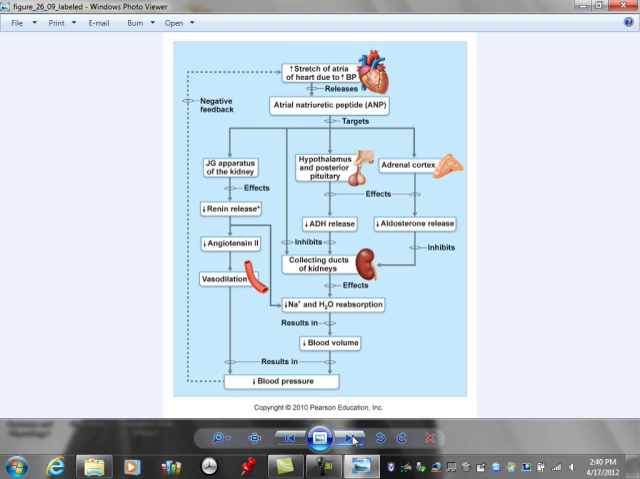So I'm going to decrease the release of some of these, like ADH, because I don't want to hold on to more water. I want to get rid of more water. So I'm going to decrease the release of things like aldosterone. And then what's going to happen in those nephrons?